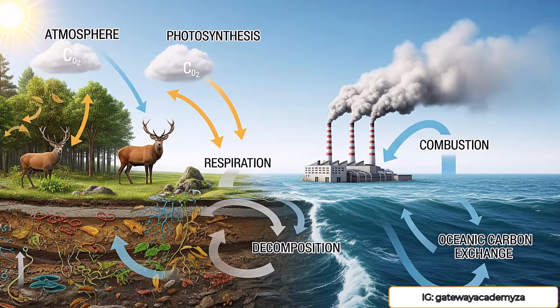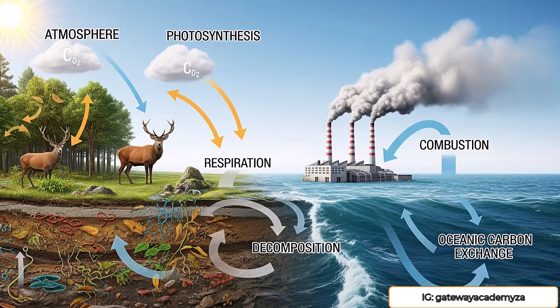Well, combustion, burning fossil fuels or wood, releases CO2 into the atmosphere. Okay. Photosynthesis is the main way carbon leaves the atmosphere, as plants take in CO2 to build their tissues. Carbon moves through the food web as organisms eat each other. Metabolism involves these organic molecules.